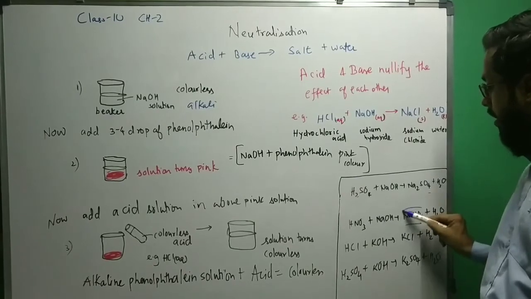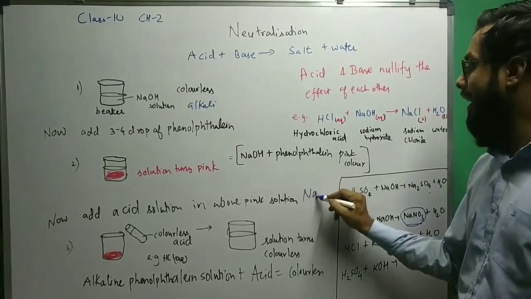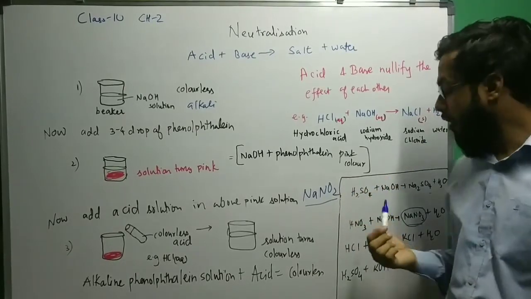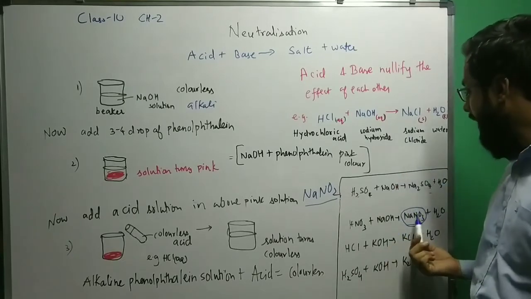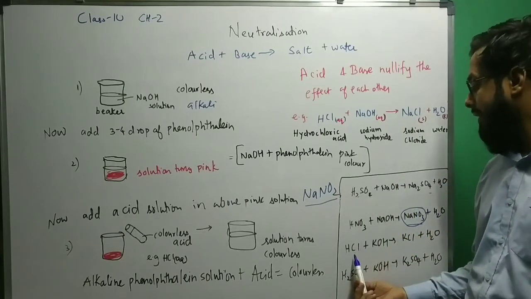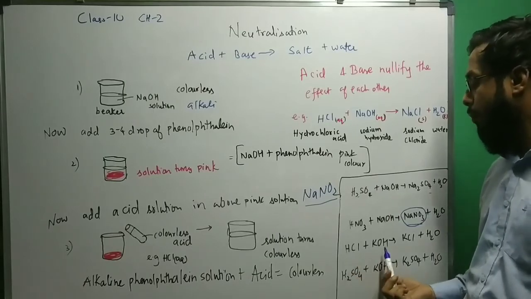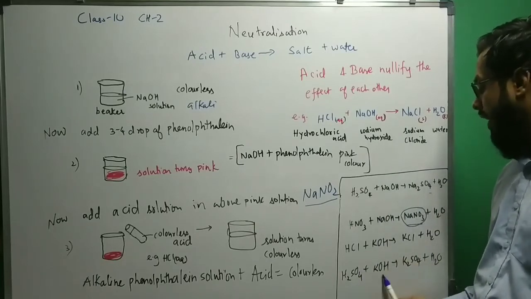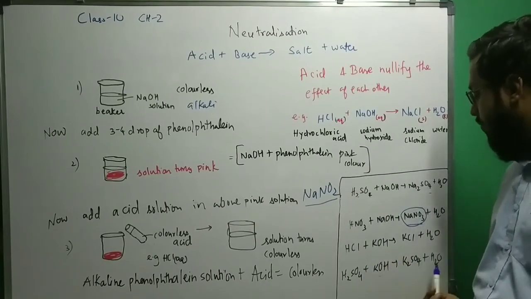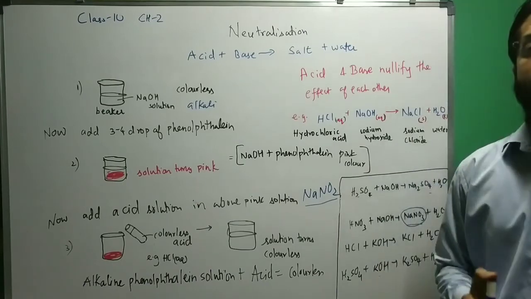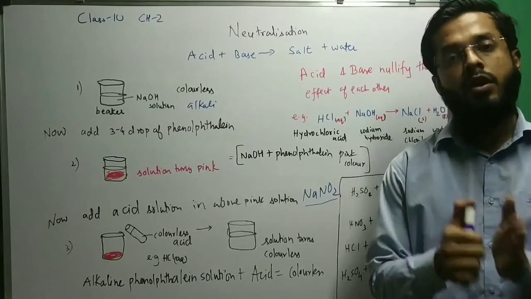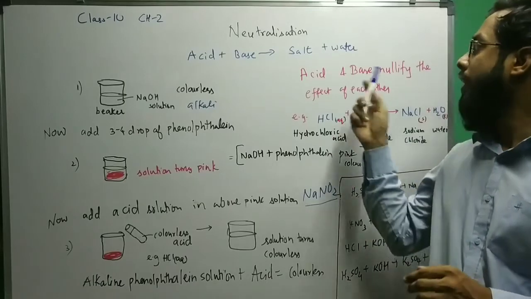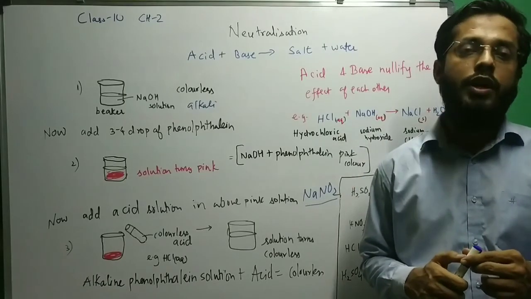Sodium nitrate. If it is NaNO2, it is nitrite. So please listen to the name pronunciation. Sodium nitrate is NaNO3 and water. HCl and KOH, that is hydrochloric acid and potassium hydroxide, form potassium chloride and water. And in the same way, sulfuric acid on reaction with potassium hydroxide forms potassium sulfate and water. So dear students, neutralization is a reaction of acid and base. And when acid reacts with base, we get salt and water as the only products. So this was about the neutralization reaction.